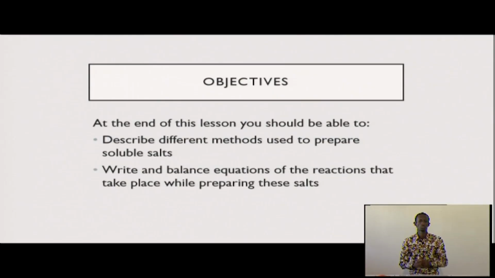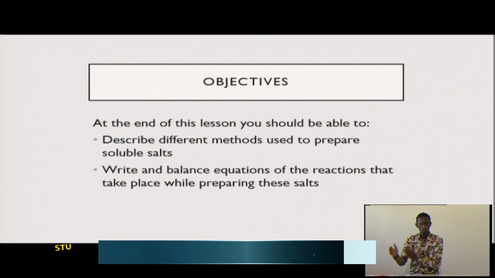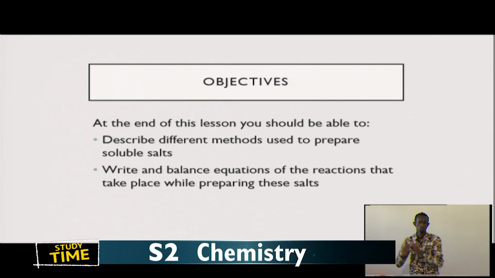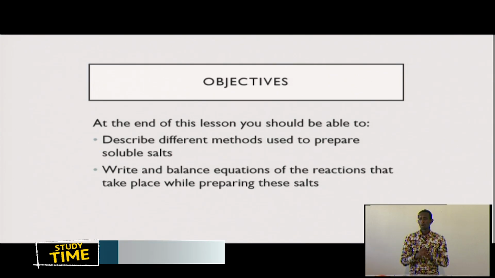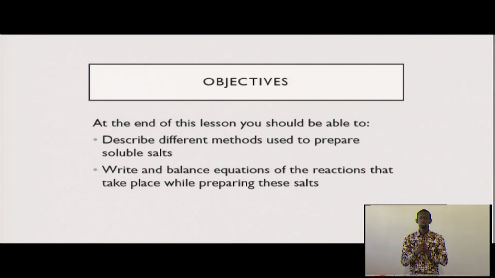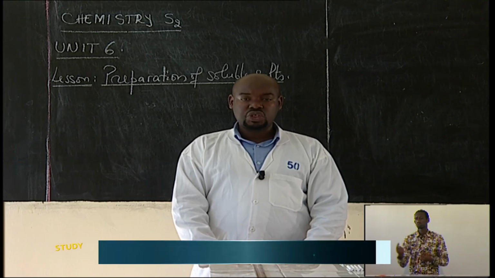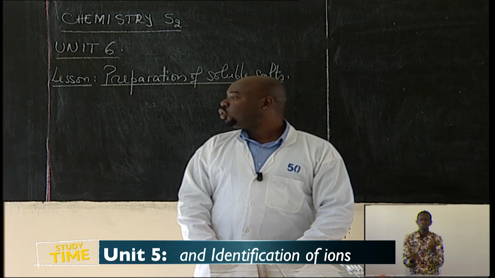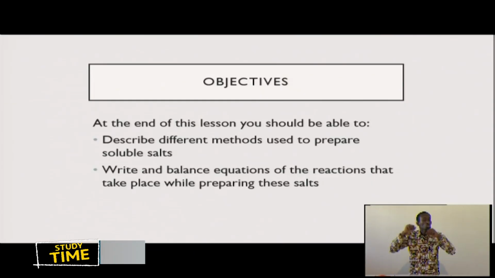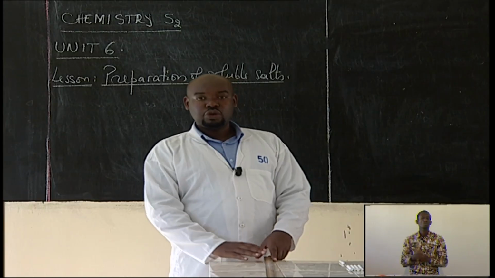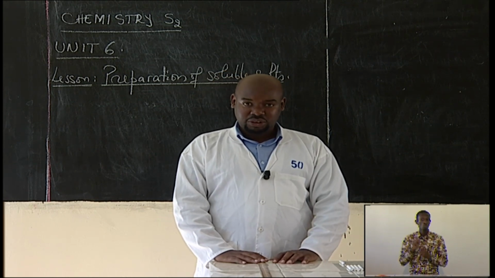Objectives: at the end of this lesson, you should be able to describe different methods used to prepare soluble salts and write and balance equations of the reaction that take place while preparing these salts. The preparation of salts is a chemical process. So when we prepare them, a chemical reaction takes place. And each reaction can be represented by a specific equation, a particular equation. So you should also be able to write those equations, balance them, and you should never forget to put there the state symbols.